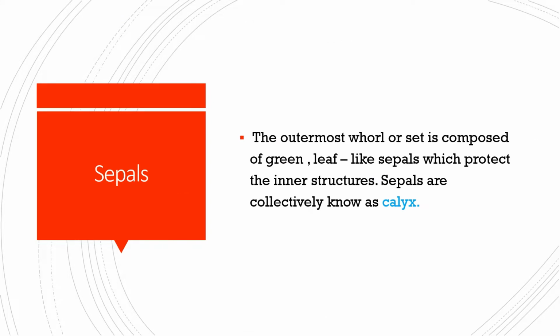Sepals. The outermost whorl or sac is composed of green leaf-like sepals which protect the inner structures. Sepals are collectively known as calyx.